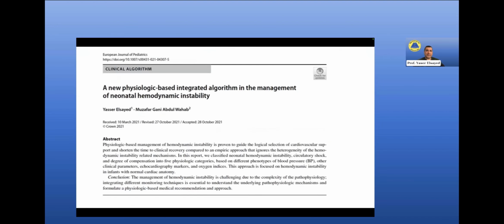If you would like to read more about the physiologic-based integrated algorithm and management of hemodynamics, you can go through this article.